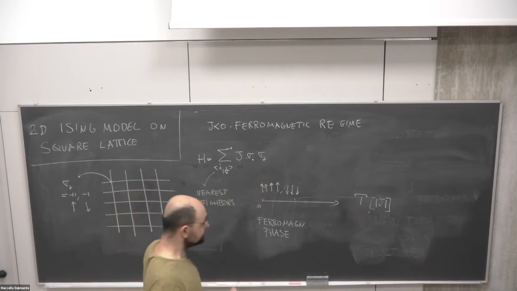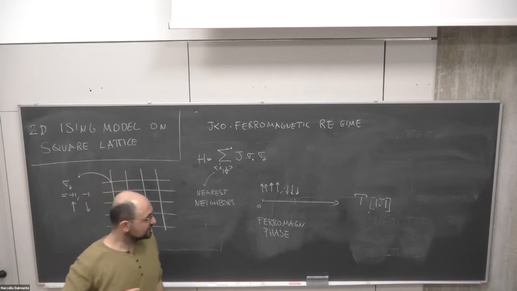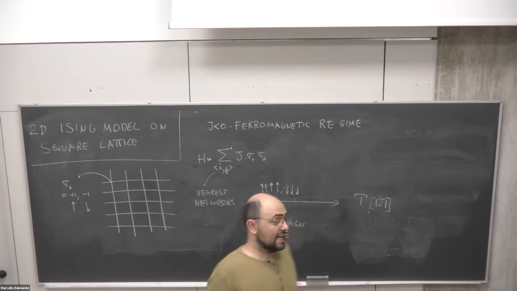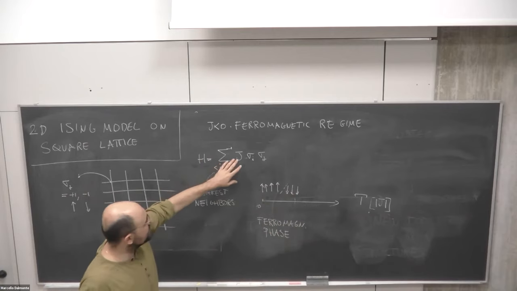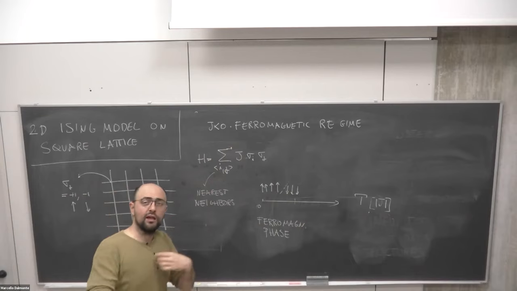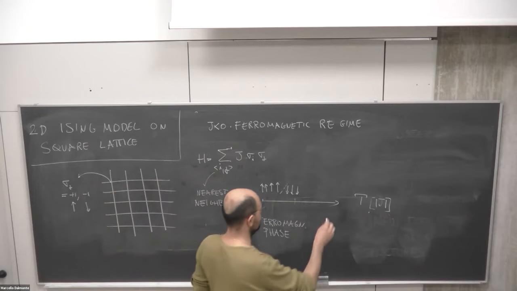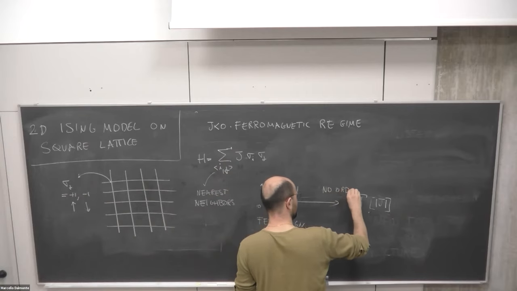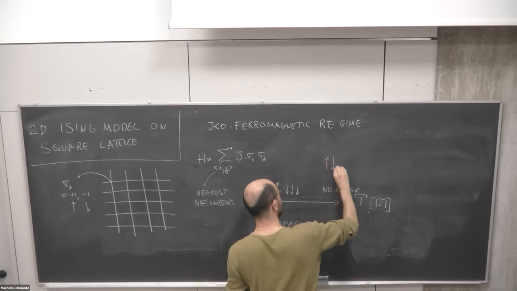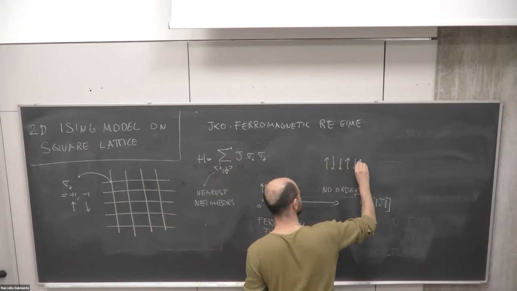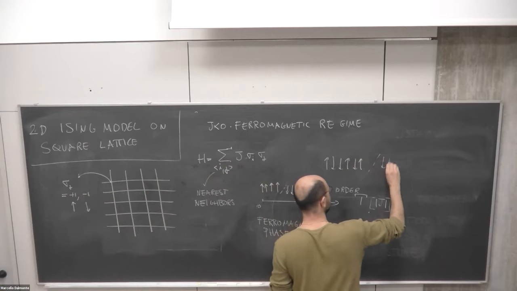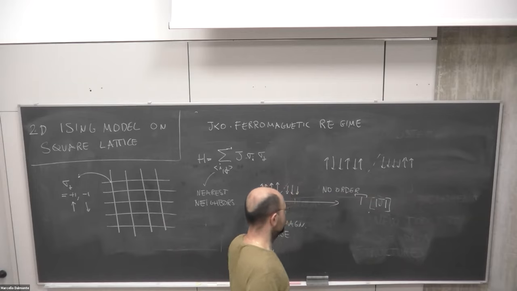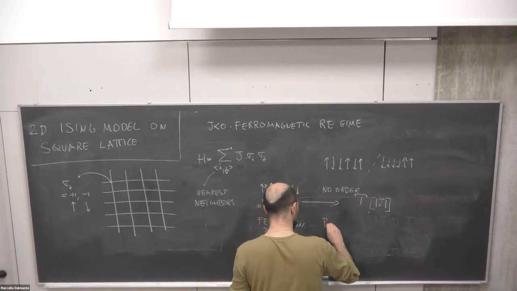Oppositely, if the temperature overcomes J by a lot, at some point we expect the spins not to care anymore about the energy because they will have a lot of temperature fluctuations. So they will have no order. Configurations like this will be equally probable as configurations like this, and so on and so forth. So this phase we typically refer to as a paramagnet.